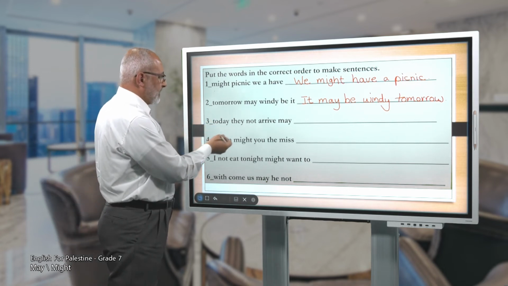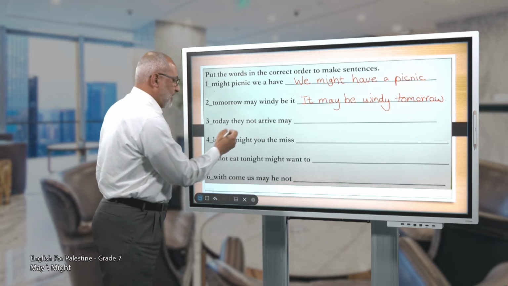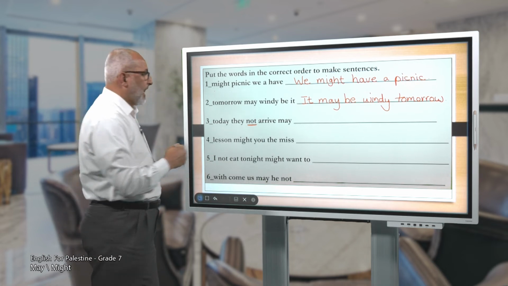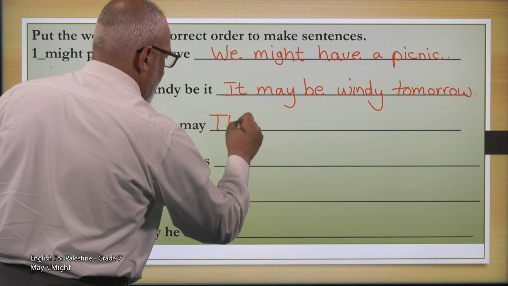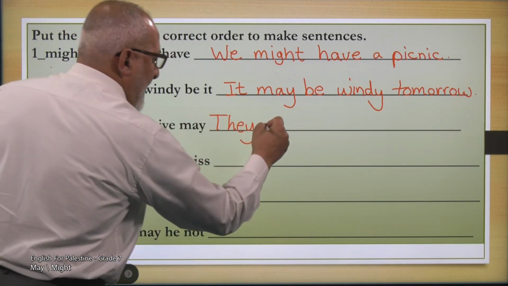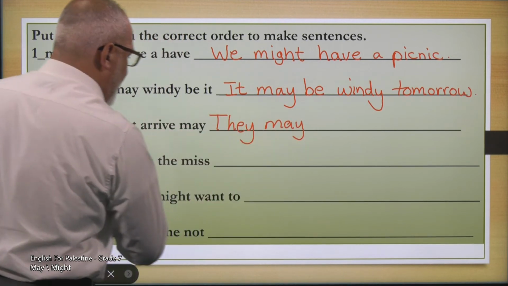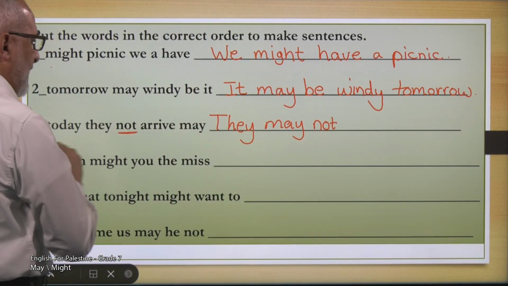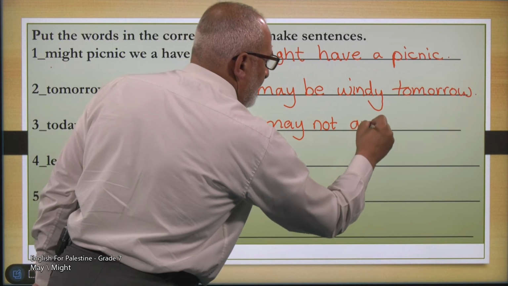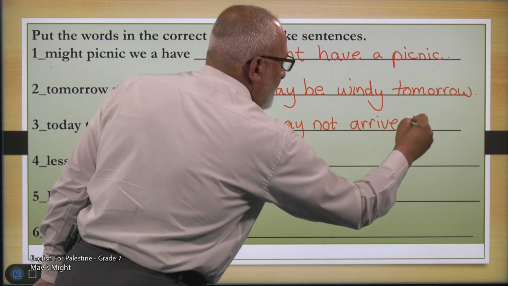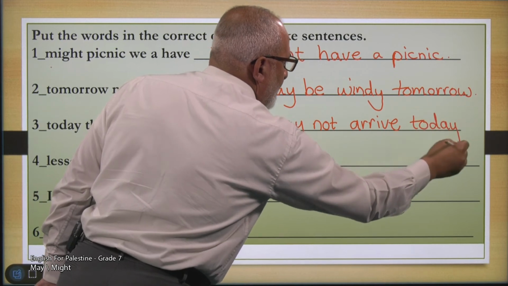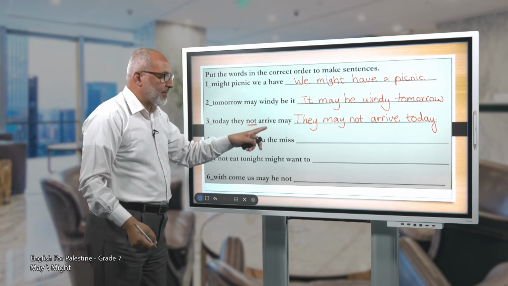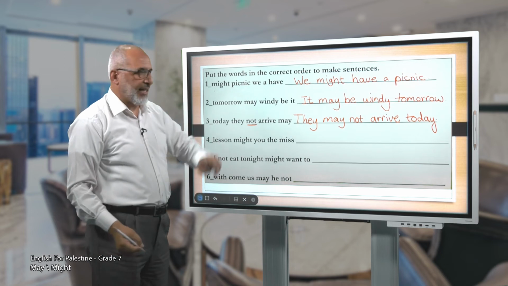Number 3. Today, they not arrive may. Notice here we have not. Yes, the subject, they. May, of course. And here we have not, so may not. The verb is arrive. And then the rest of the sentence, today. They may not arrive today. It is not possible for them to arrive today.